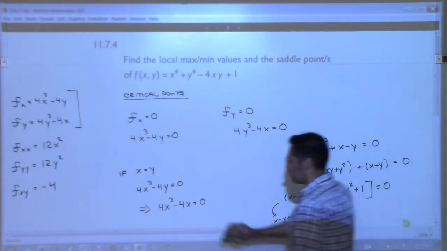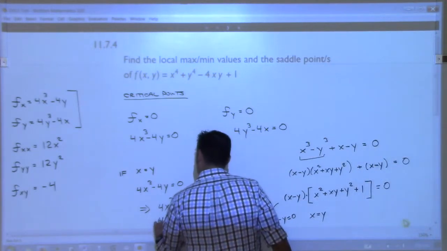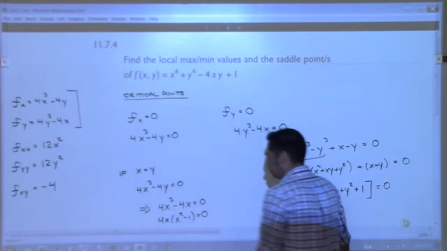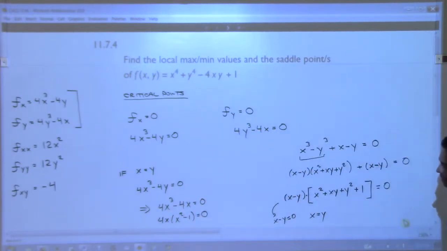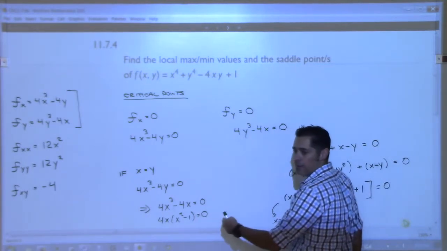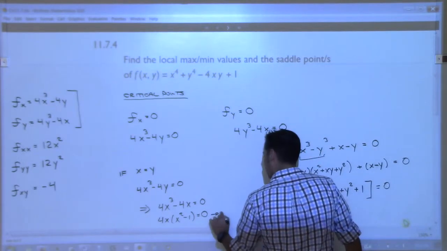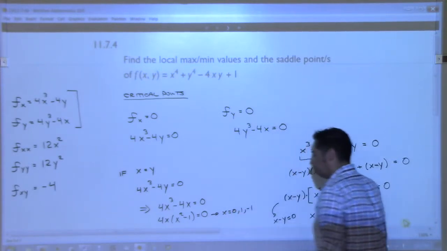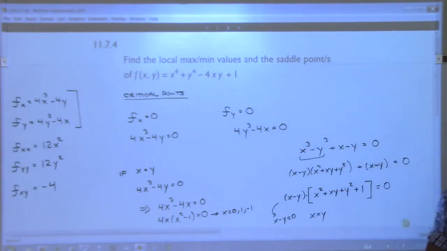Just pull a 4x out. We'll be left with x squared minus 1 equals 0. So what do we get there? What are our solutions to that? 1, negative 1, and 0. We have 3 solutions there. X equals 0, 1, and negative 1. Y'all with me on that?